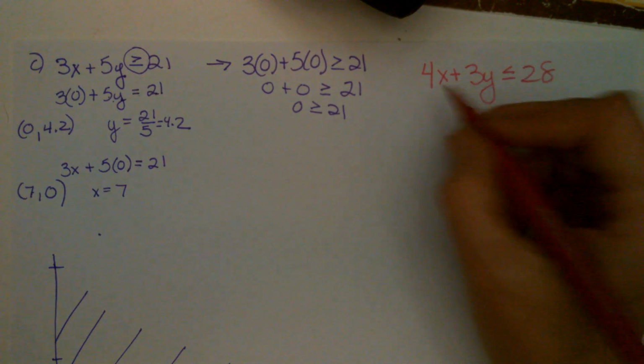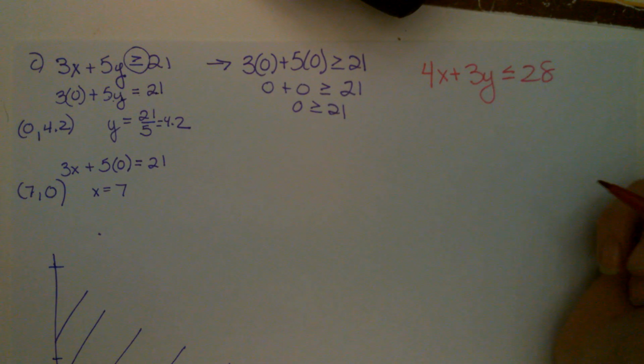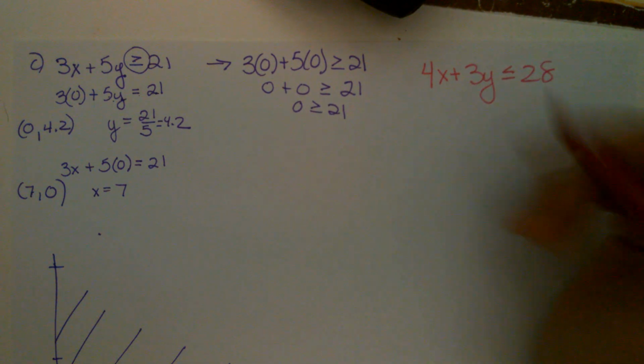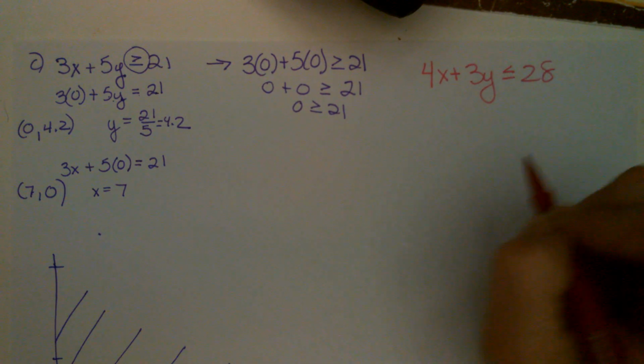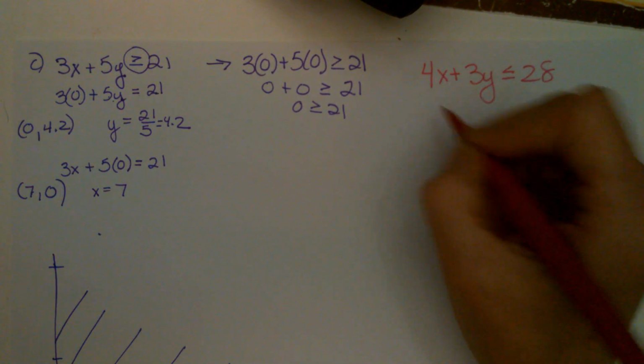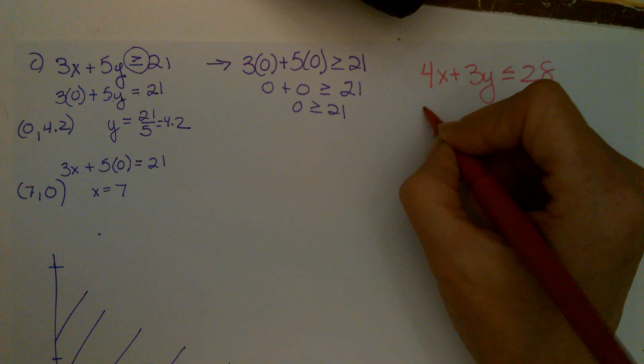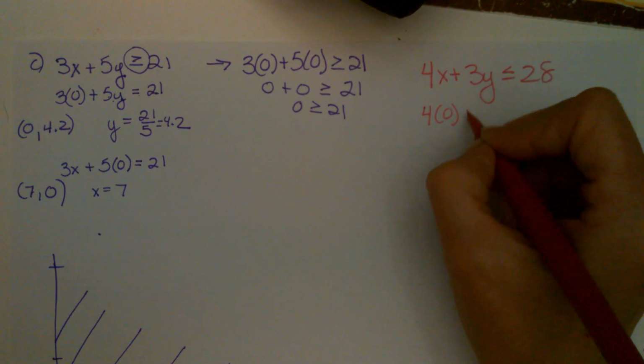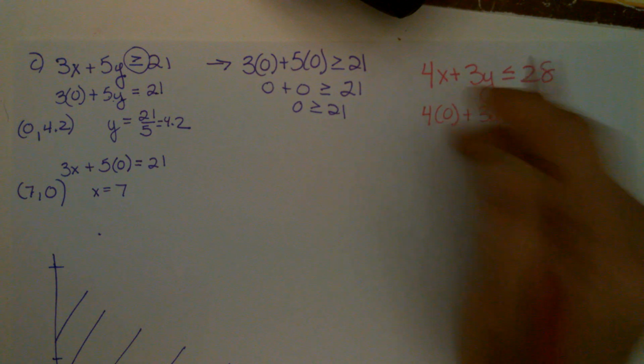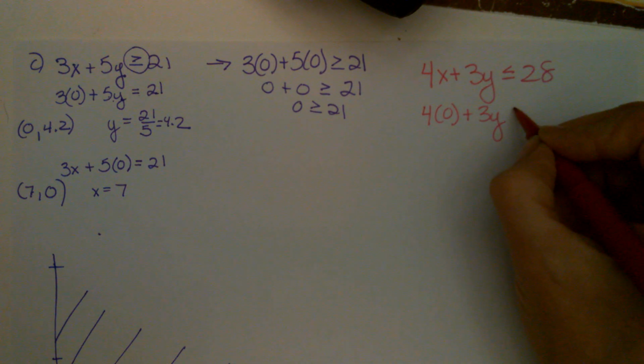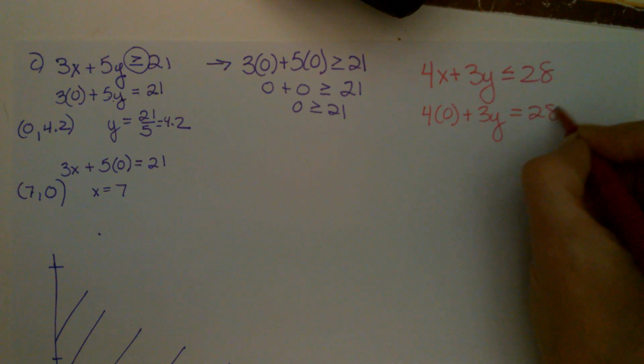All right, so now what I'm going to go ahead and do is again find my x and y intercepts so I can graph the line. So I'm going to pretend that this is equal to, I'm going to go ahead and make x equal to 0. So I'm going to do 4 times 0 plus 3y. So I'm plugging in 0 for x to get that intercept is equal to 28.